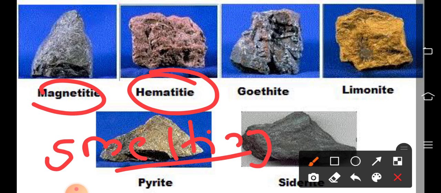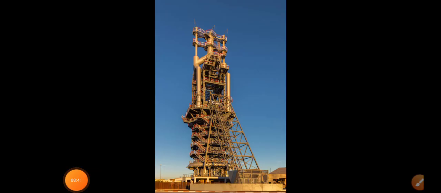Then how is this process taking place, how are this iron ore and the raw materials put or made into iron? Yes, have a look. It is through this particular furnace. It is known as blast furnace.